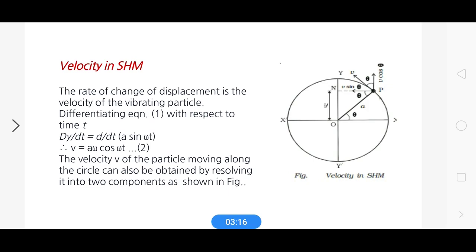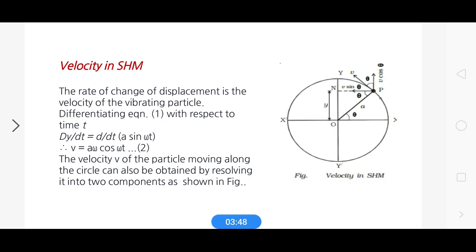This velocity of the particle moving along the circle can also be obtained by resolving the linear velocity into two components. So this is the first method of obtaining the velocity in SHM, just by differentiating the displacement of the particle, that is y is equal to a sine omega t, and we got the velocity v is equal to a omega cos omega t.